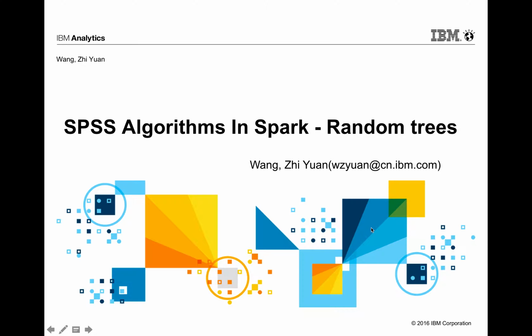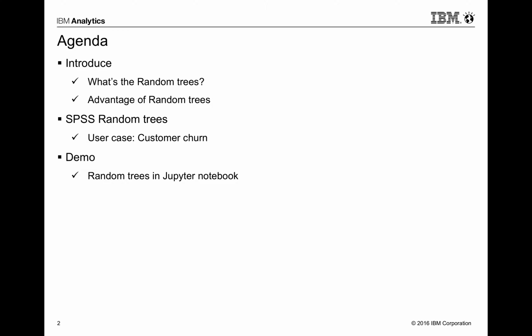Hello everyone, I want to introduce the SPSS algorithms in Spark, the random trees algorithm, today. I will first introduce what random trees are and the advantages of random trees. Then I will show use cases about how to use random trees in Modeler. And finally, I will give a demo of using random trees in a Jupyter Notebook from the DSX platform.